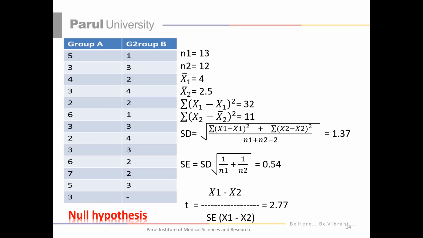And our T calculated, our T statistic, is equal to x1 bar minus x2 bar divided by the standard error of mean. So our x1 bar minus x2 bar means 4 minus 2.5, divided by 0.54.